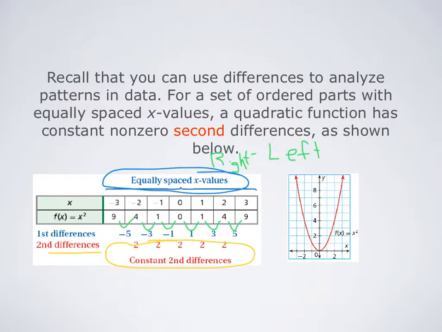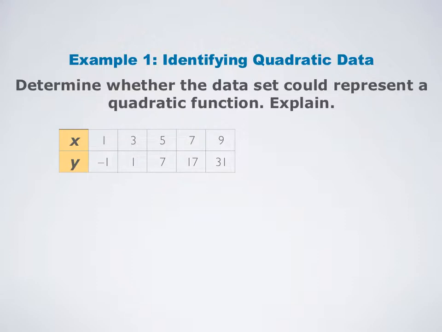Okay, so let's go ahead and look here at an example. So this is example 1. This one comes right from your notes as well. If we look, we have a set of data here. We have 5 points. We need to decide if this could be represented by a quadratic equation, and we need to explain that as well. So the thing we have to check are those first and second differences.